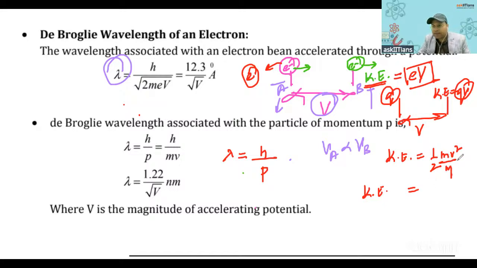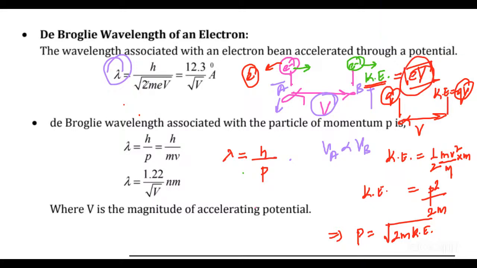So let's divide it by m and multiply it by m. So this is m square v square, and I can write it as p square by 2m, where p is the momentum. So I can write p as under root of 2m into kinetic energy. And now kinetic energy can be written as e into V. So p is under root 2m eV.